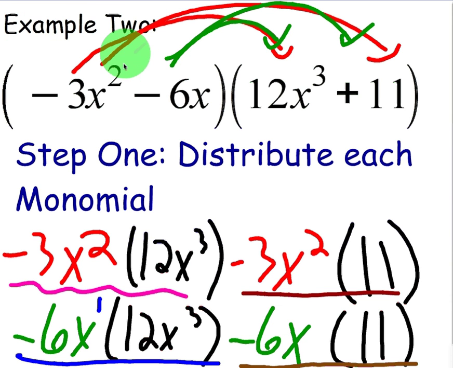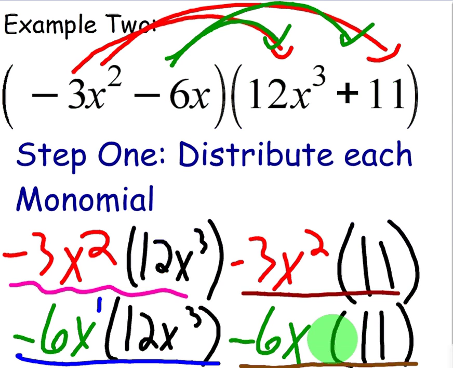Example 2. We have negative 3x squared minus 6x times, we have 2 parentheses next to each other, 12x cubed plus 11. Step 1, we're going to distribute each monomial. So we're going to take negative 3x squared, multiply by 12x cubed right here. Then we're going to take negative 3x squared and multiply by 11 right here, positive 11. Then we're going to take negative 6x, multiply by 12x cubed right here. Then we're going to take negative 6x, multiply by 11 right here.